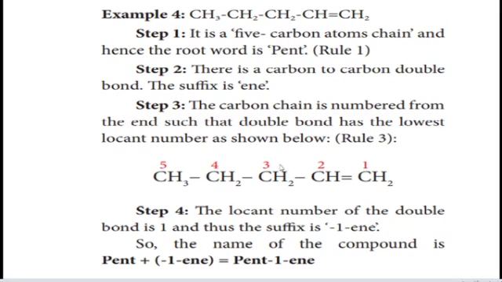1, 2, 3, 4, 5. The locant number of the double bond is 1, and thus the suffix is 1-ene. So the name of the compound: 5 carbon atoms, so pent is the prefix, the place is 1, and double bond, so ene is the suffix. The name of the compound is pent-1-ene. For naming compounds, we have to follow these rules. Thank you, students.